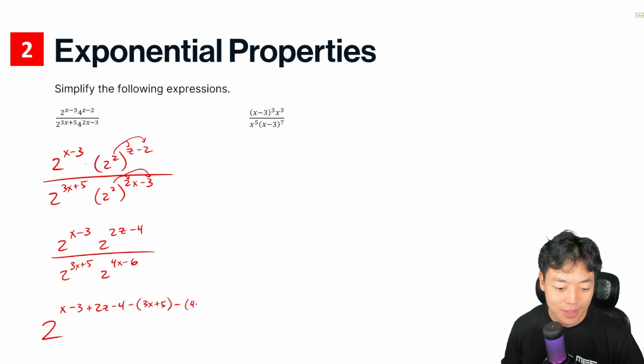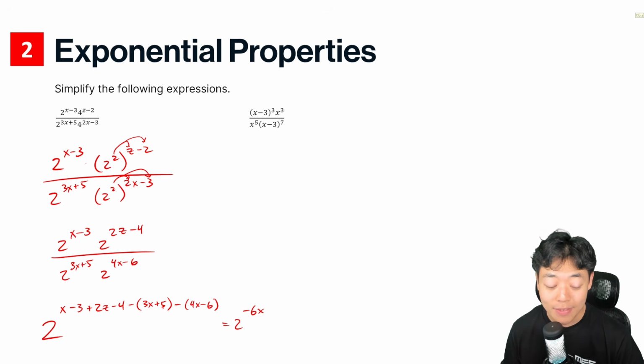Ooh, that sounded like a bar. So now, x minus 3x minus 4x. That's negative 6x. Negative 3 minus 4, that's negative 7, minus 5, that's negative 12, plus 6 is negative 6, and we have that plus 2z. Boom. There you have it.